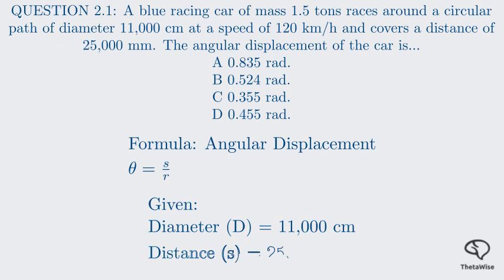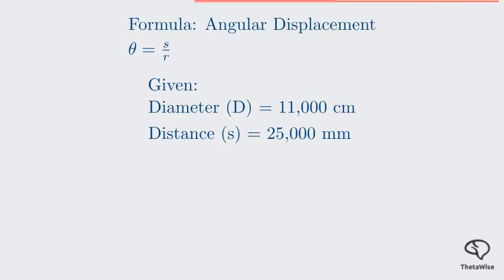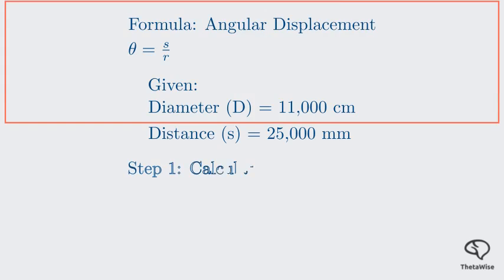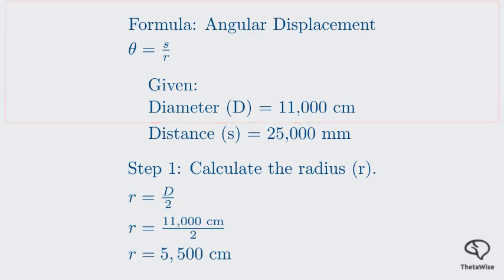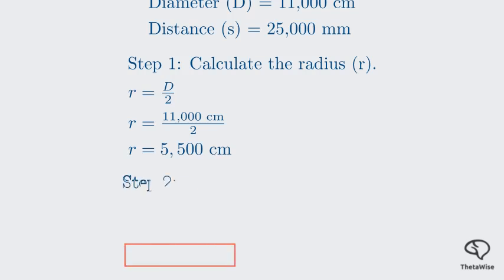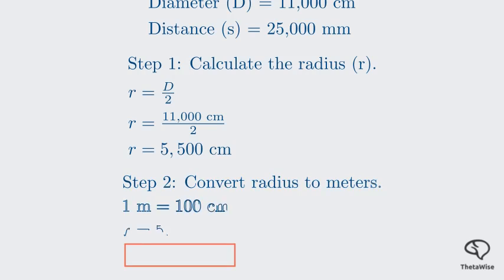Notice the inconsistent units. We must convert everything to meters to solve this. The first step, highlighted in red, is to calculate the radius from the given diameter. The radius r is half the diameter, so r equals 11,000 centimeters divided by 2. This gives us 5,500 centimeters. Next, we convert this radius to meters. We know that 100 centimeters equals 1 meter. So, to convert 5,500 centimeters to meters, we divide by 100, which gives us a radius of 55 meters.